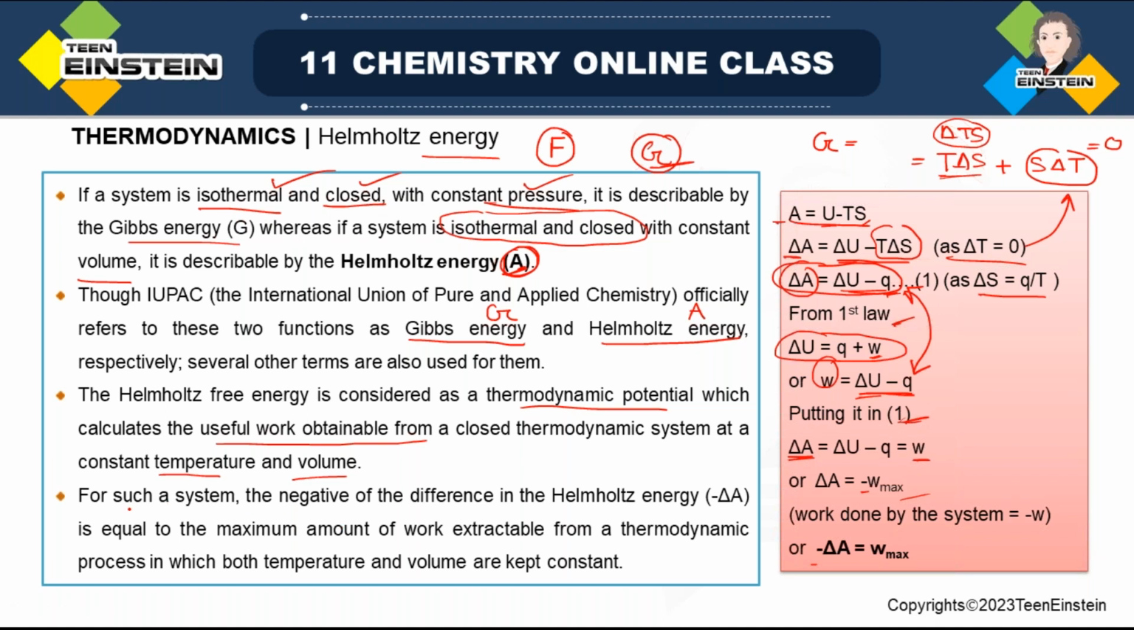So for such a system, meaning constant temperature, volume, and a closed system, the negative of the difference in this Helmholtz energy, that is minus del A, is equal to the maximum amount of work that we can extract from a thermodynamic process. But remember, these two conditions must be fulfilled. So now we know what Helmholtz energy is.